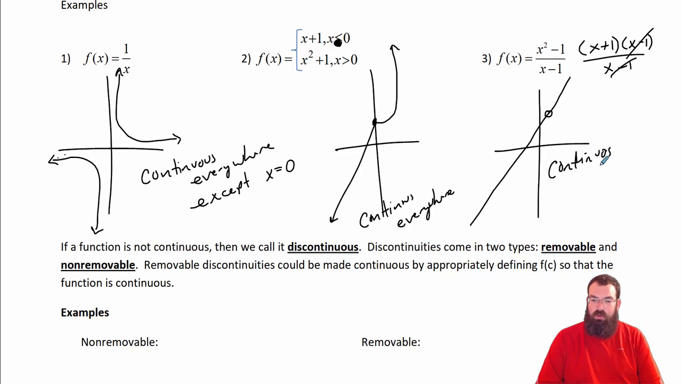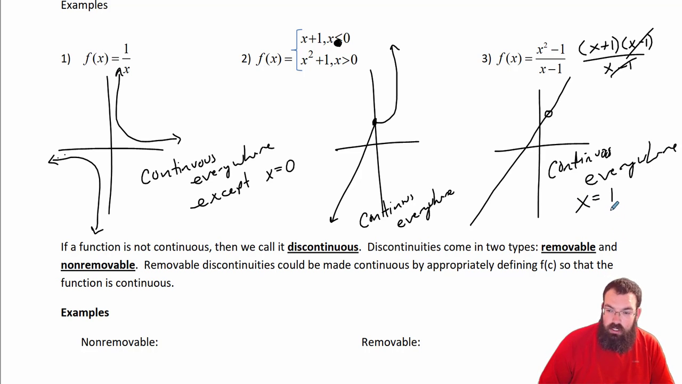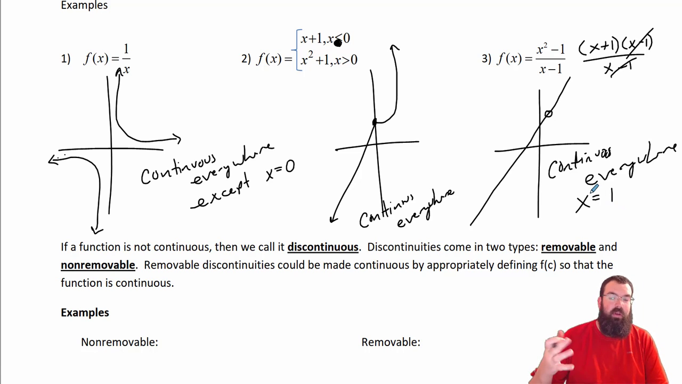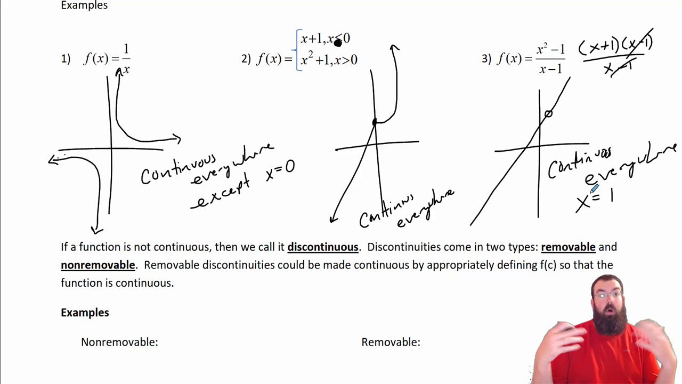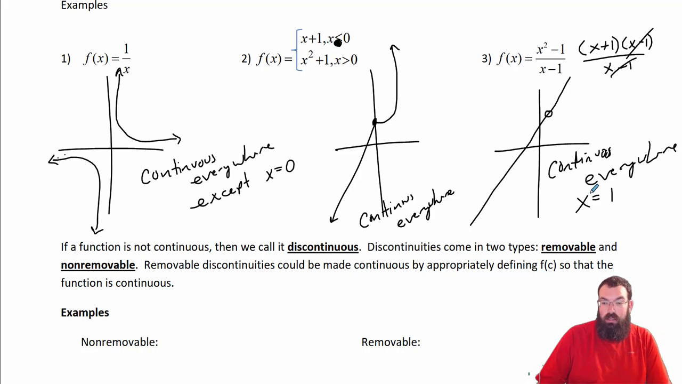Continuous everywhere, except when x is equal to positive 1. Just because that's where the vertical asymptote, or not vertical asymptote, that's where the, what we call, oh my gosh. That's where the hole is going to be. Holy cow. These terminologies, oof, not good here.